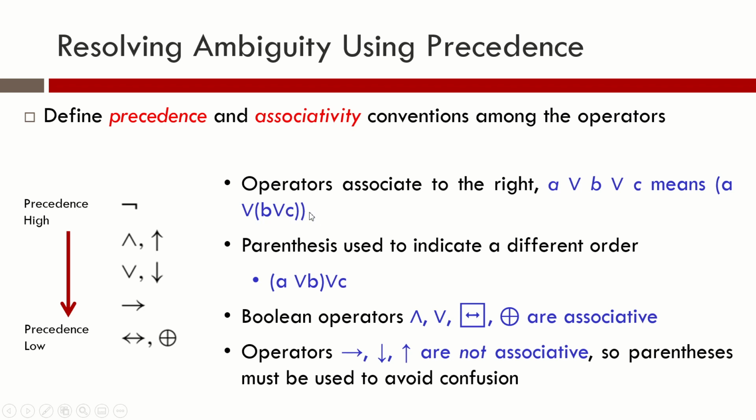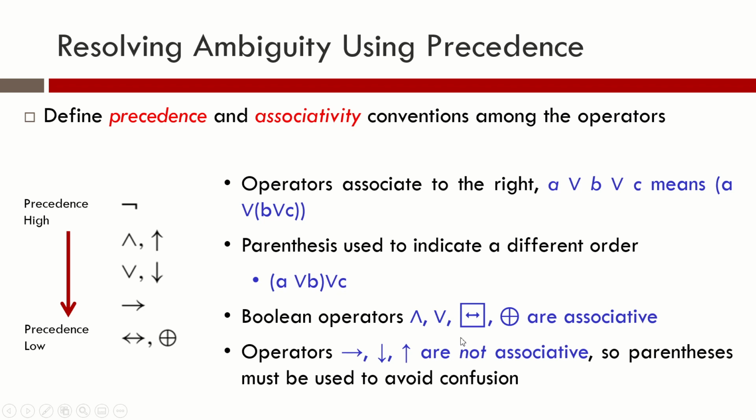Now, apart from this, if we need to indicate a different order, we will have to use parentheses. In this case, even though we have disjunction and even though disjunction associates to the right, since we have parentheses, we will give precedence to A or B. And to this result, we will apply disjunction with C to get the result.